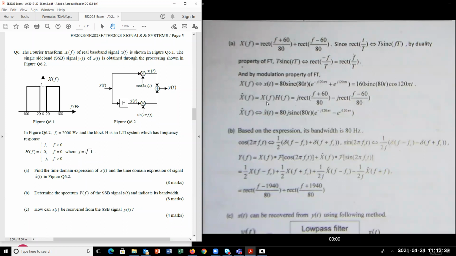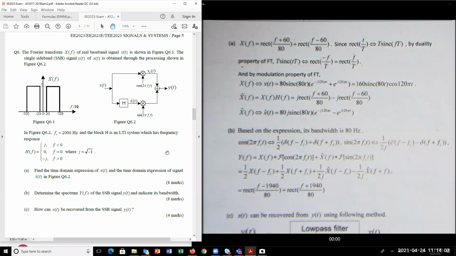Next, as I said, X hat is capital X times capital H in the frequency domain. So you have this guy. Given HF, you can see that the negative part is positive, plus J, and for negative frequency it is minus J. This is what you have for X hat. Although we don't need to derive xt, anyway, this is X hat of F.